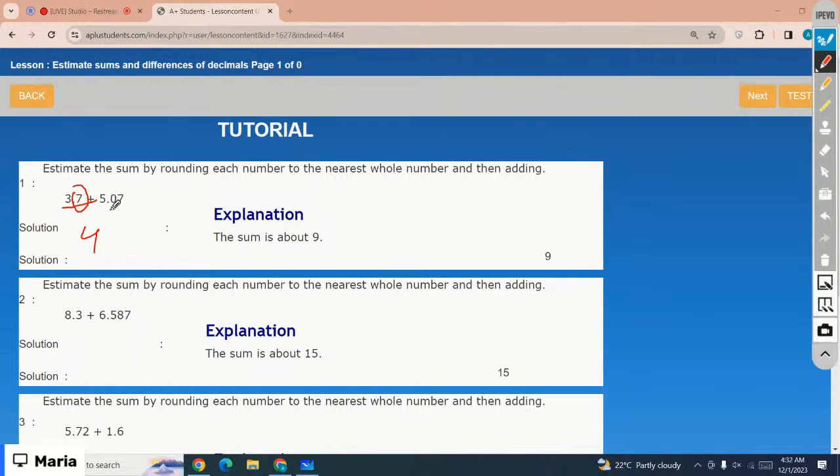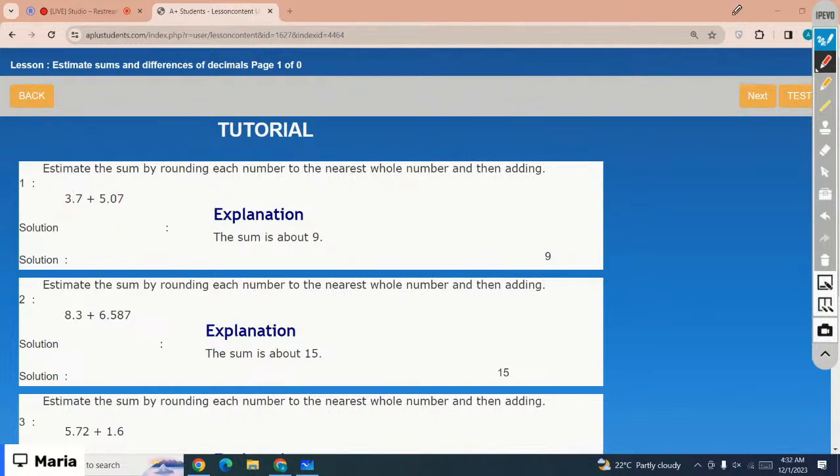The next one is 5.07. 0 is less than 5, so that means you need to round down and keep the same whole number. So it would end up as 5, and 4 plus 5 makes 9. The correct option is 9, right? You have to round off these numbers. You already know how to round off, right? So their sum is 9.